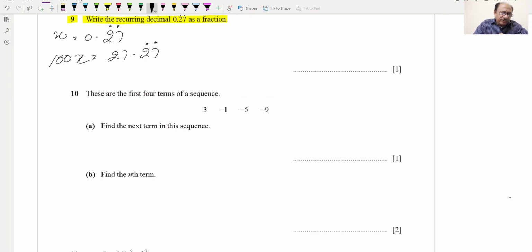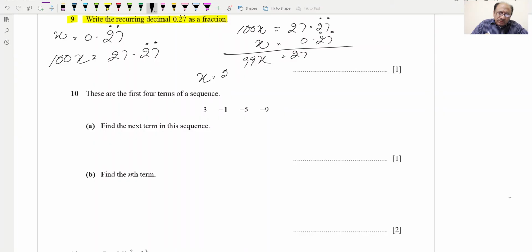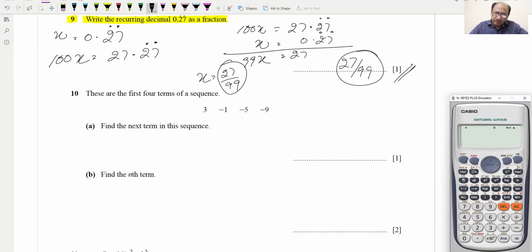Now we can subtract, we can write 100x is equal to 27.27 recurring, and x will be equal to 0.27 recurring. And if we subtract, we will get 99x is equal to, this recurring portion will be gone, and here we'll get 27. So x will be equal to 27 over 99, and in fraction, 27 over 99 will be our answer for this part. 1 mark. You can check also in the examination hall when you are solving the question, you can immediately check whether your answer is wrong. You can see 0.2727 recurring. So whatever we have done is correct.